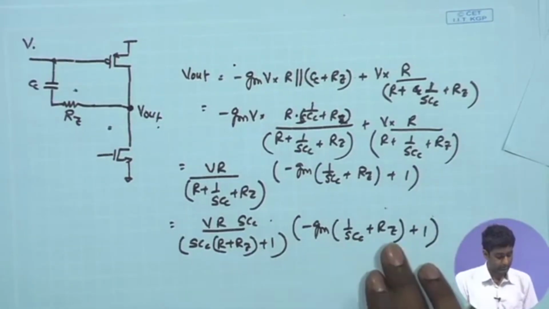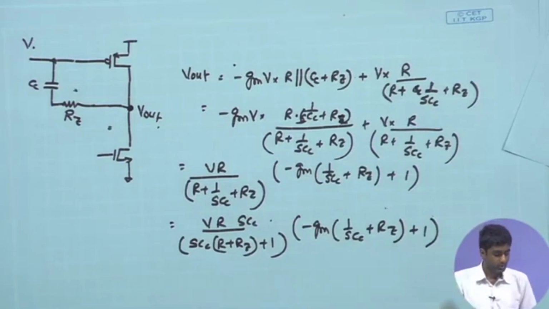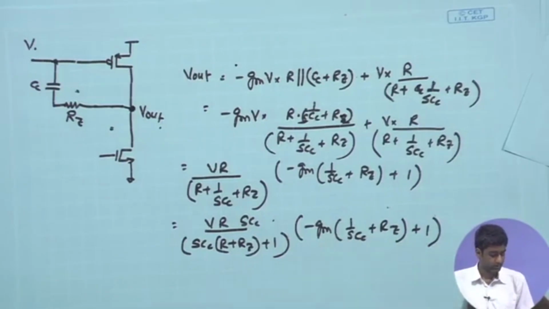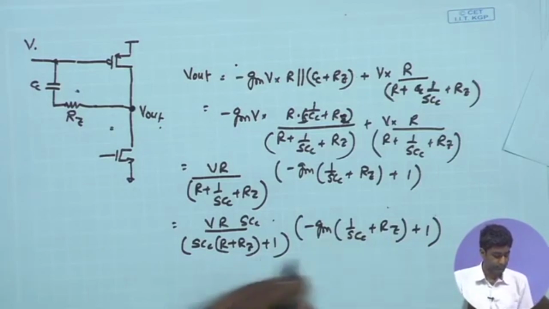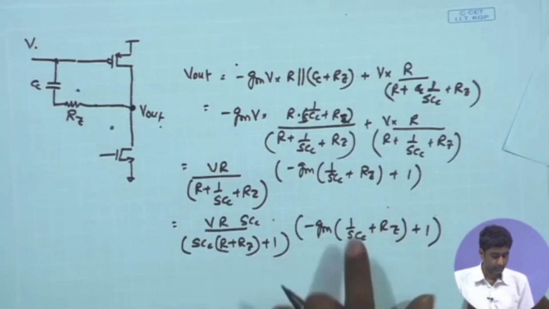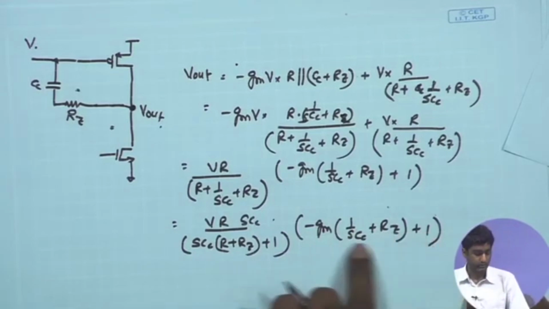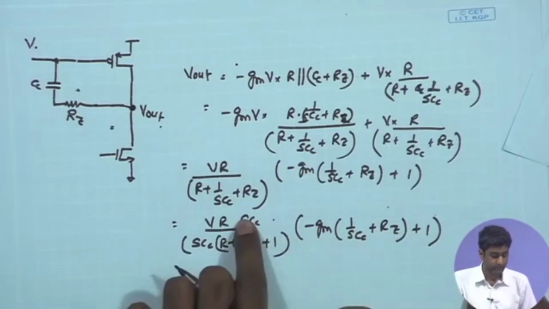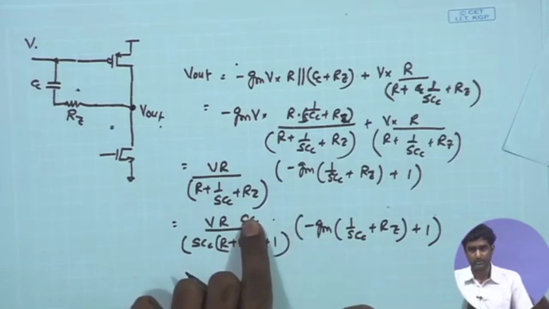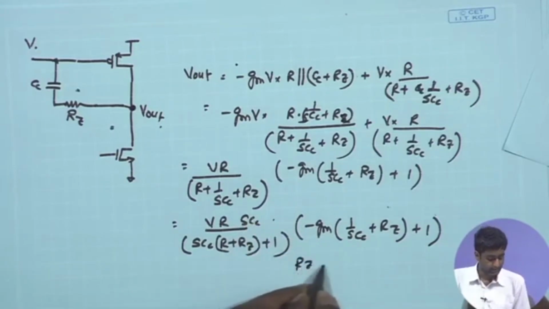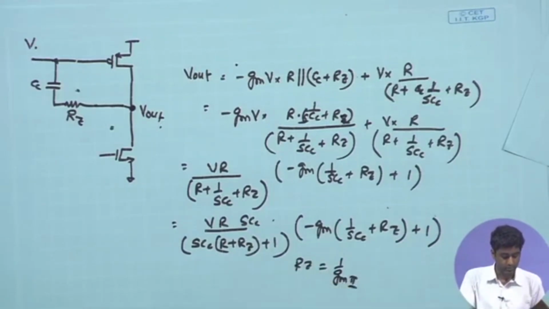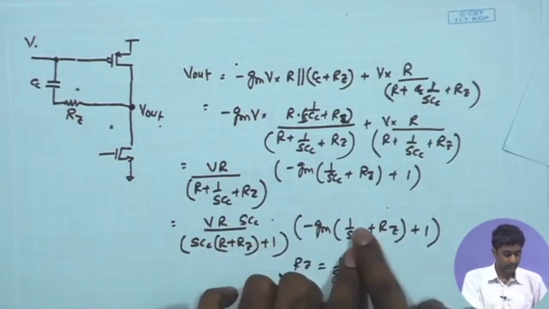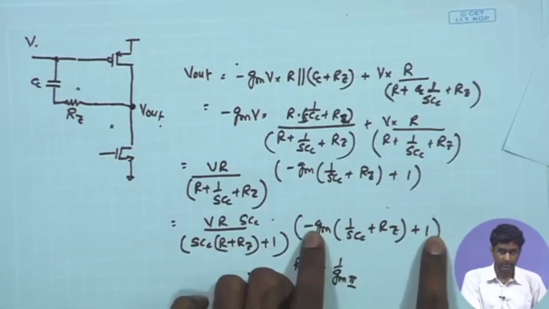Now, looking at the above expression, if I want to eliminate this zero coming in the numerator, suppose in this expression I set Rz equal to 1 upon Gm. Then this will cancel out with this factor 1, and you will be left with only the 1 upon SCc term over here, which will again be cancelled out with this SCc term coming over here. This Gm is basically the Gm of the second stage, so I should call it Gm2. If I set Rz equal to 1 upon Gm2, then I can eliminate the effect of this factor.